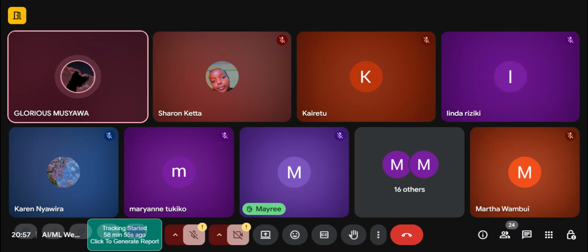Marianne, you're in group 2. Let me just repeat the groups. Group 1 will have Faith Chepngeno, Sharon Keta, Lavender Doris, and Audrey Pendo. Group 2, we have Karen Nyawira, Linda Riziki, Imani Vata, and Marianne Tukiko. And group 3 will have Tamia, Esther Maina, Pauline, and Mary. Is that okay?